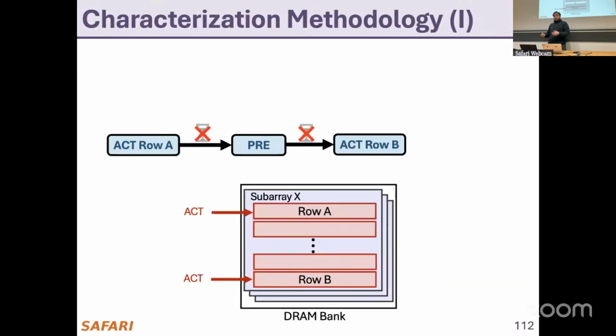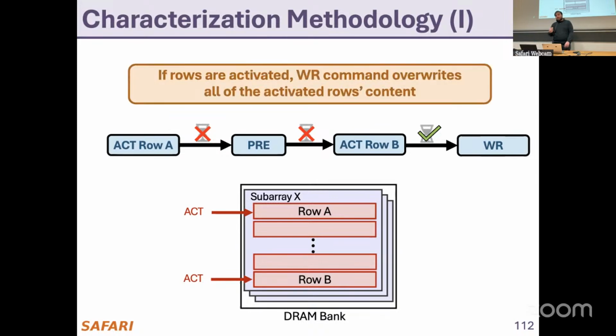And for this characterization, how we understand multiple rows is activated, we violate the timing and we issue a write command. What happens is that the write command overrides the activated row, right? So if we activate multiple rows, it should override those activated rows at the same time. Because in the write command, you don't give the row address, you just give the column address, because the activate command does that. So if rows are activated, the write command overrides all the activated rows' content. So what we do is that we issue ACT-PRE-ACT for that subarray, and we issue write. After the write ends, we just precharge and read all the rows in that subarray to see which rows are activated.